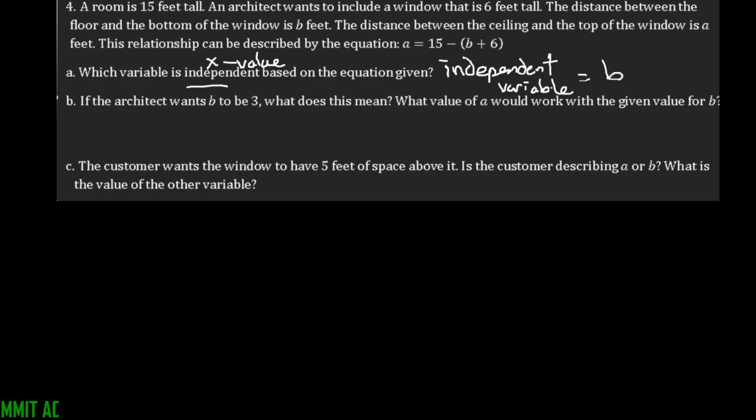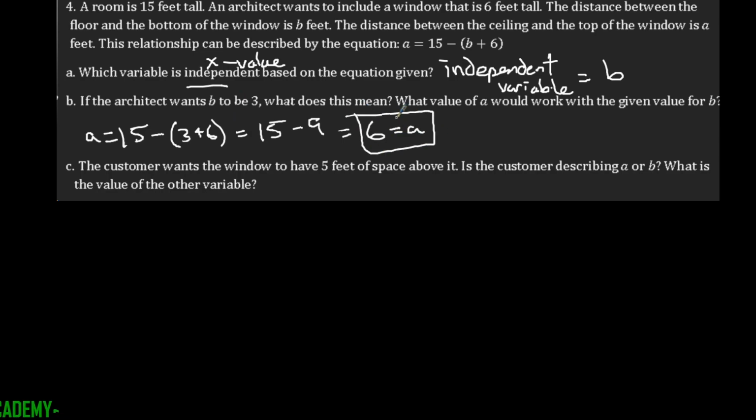So let's find out. We're plugging 3 into our function. Instead of b, we now have 3. So a equals 15 minus parentheses 3 plus 6. This is going to be equal to 15 minus 9, which is equal to 6. So when b is 3, a equals 6.